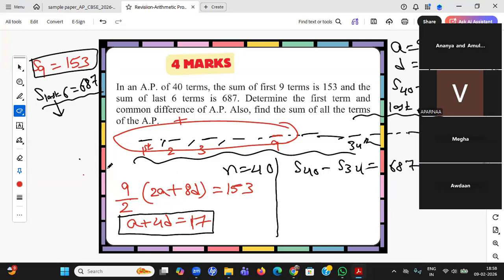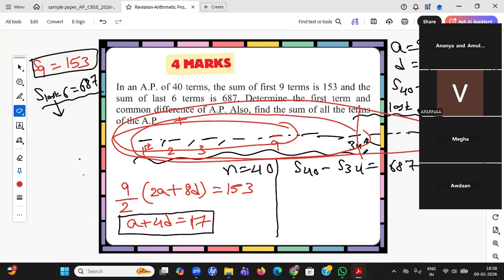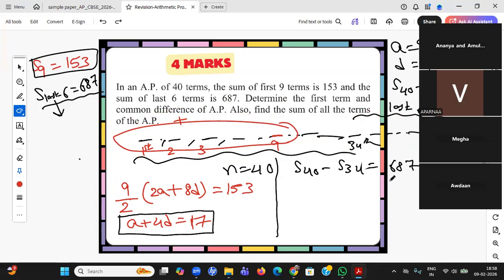Again, I am explaining. If I add all of them, S40, and subtract what is up to here, S34, what will I get? I am adding all of them and subtracting up to 34, so I'll get only this piece, which he said is 687. Obviously we need to find one more equation by hook or crook, so this is what the other equation will give you. S40 means I'm adding the first 40, using the same formula: n by 2 into 2a plus n minus 1 into d. Subtracting the first 34, I can use the same formula.